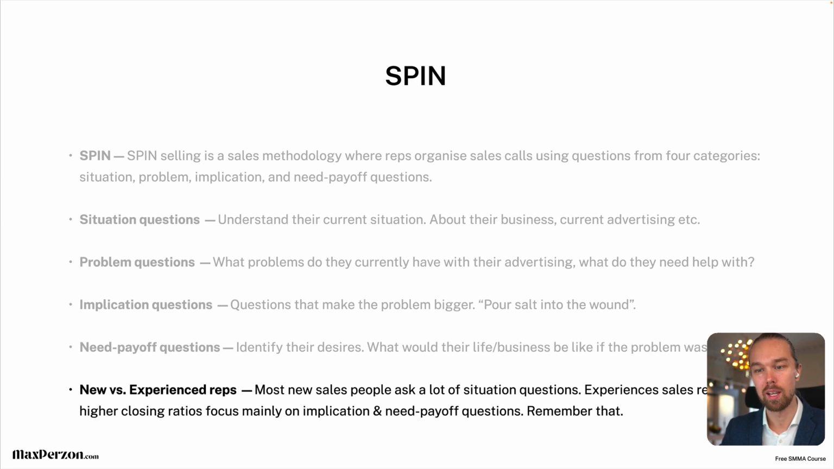This is the way you do high ticket sales, right? When you sell a commodity like shoes, you don't really need SPIN that much. It's very powerful if you're selling more high ticket shoes as well, but especially when you sell high ticket services like B2B, it's very powerful to use SPIN.